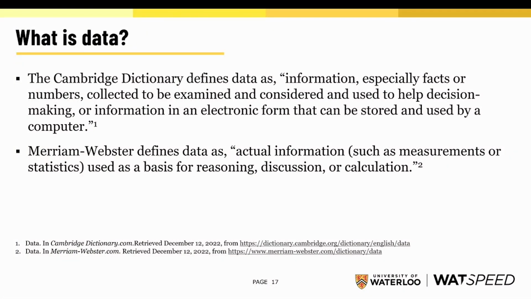So we've talked a bit about data so far. But what is data? Well, if we go to the Cambridge Dictionary, they define it as information, facts or numbers, collected to be examined and considered, and used to help decision making. Or it could be information in an electronic form that can be stored and used by a computer. Merriam-Webster defines data as actual information used as a basis for reasoning, discussion, or calculation.